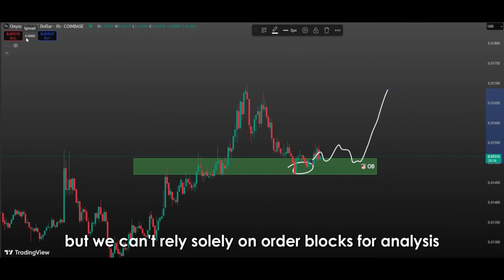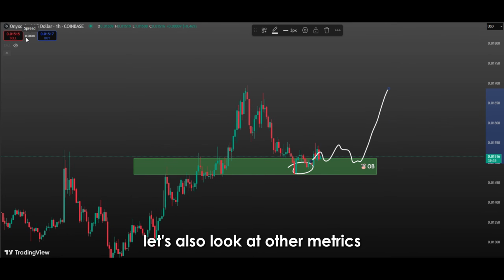But we can't rely solely on order blocks for analysis. Let's also look at other metrics.